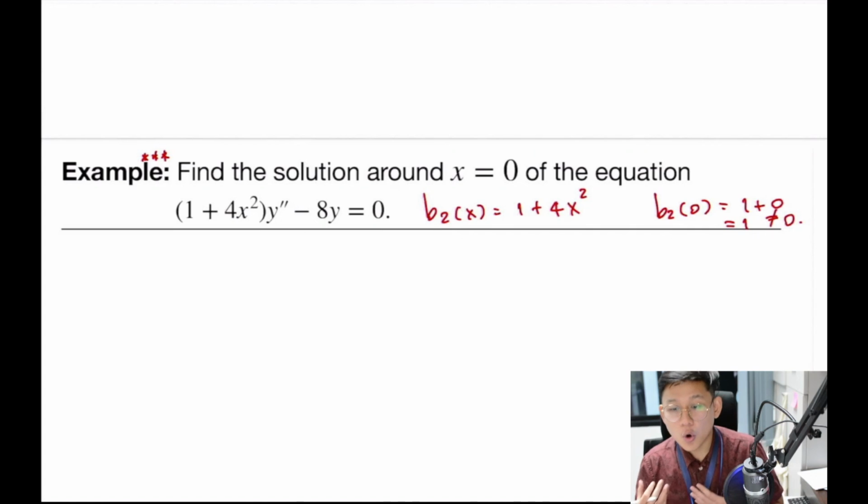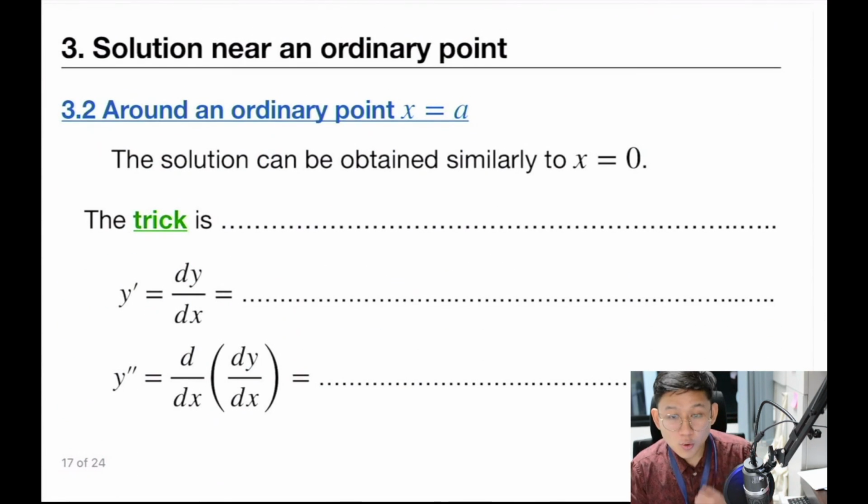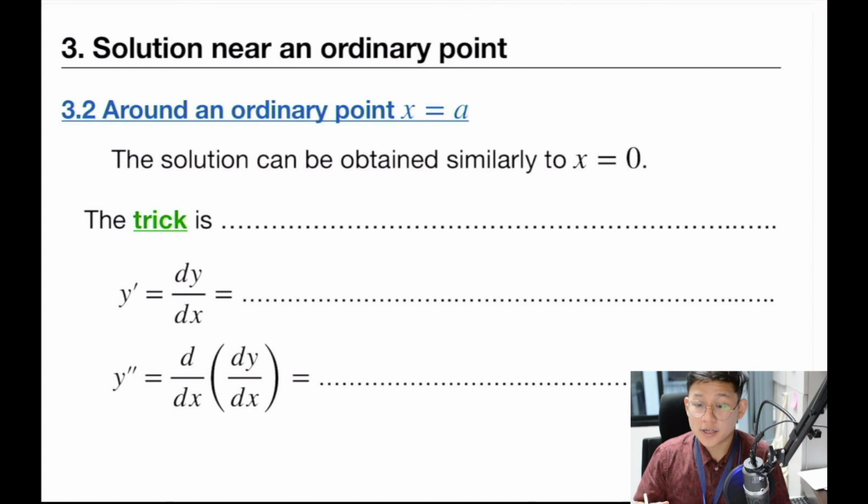So guys, I hope it's not too hard for you. This is the first case, when we want to find the solution around an ordinary point x equals 0. In the next video we're going to look at the solution around an ordinary point x equals a, for example x equals 2, x equals 3, x equals 4, but not x equals 0. We're going to learn how to do that, and that is going to be section 3.2. And I think we have 2 to 3 more videos to go.